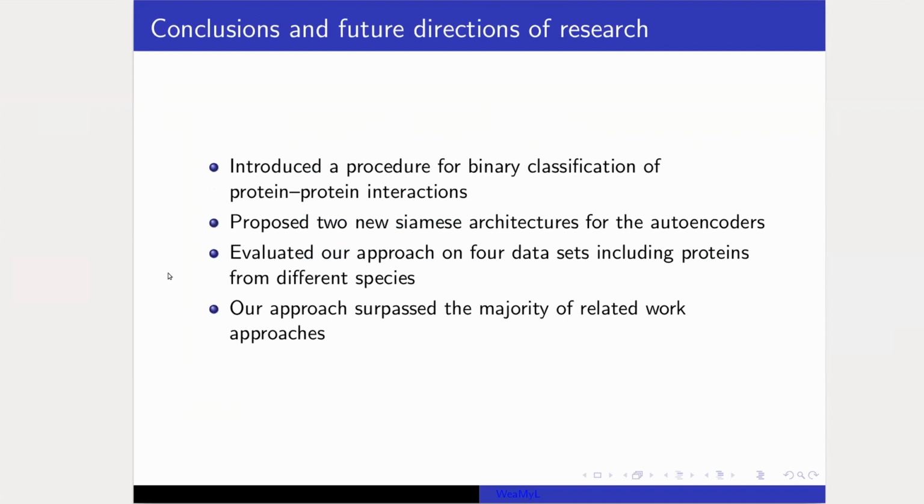To conclude, in this presentation, I have presented a procedure for binary classification of protein-protein interactions, in which we proposed two new Siamese architectures for the autoencoders, and we showed that they can improve the performance on the four evaluated datasets. These datasets were varied in the sense that they included proteins from different species, and our approach was able to surpass the majority of related work on these datasets.